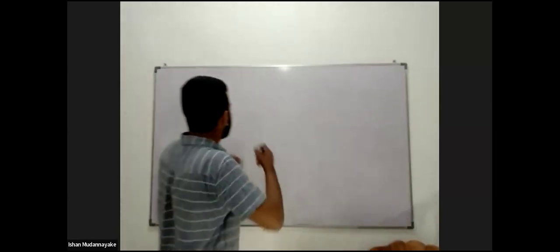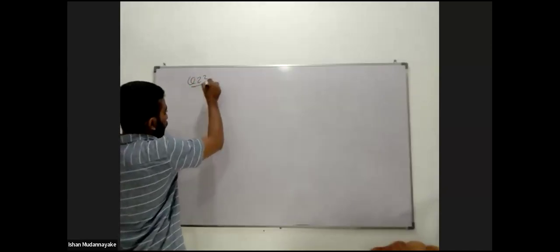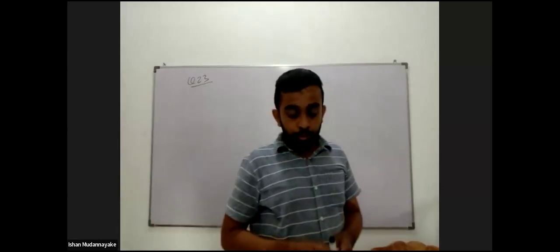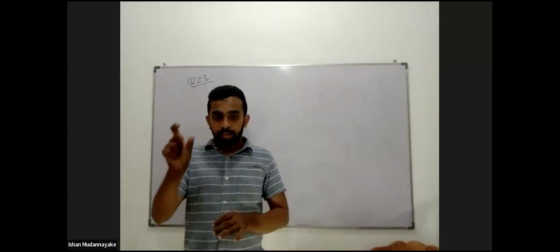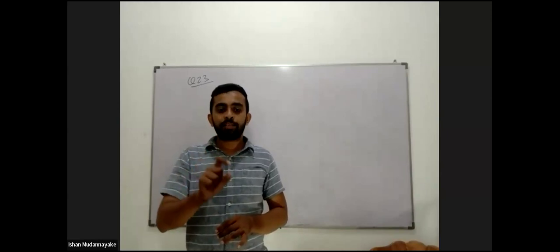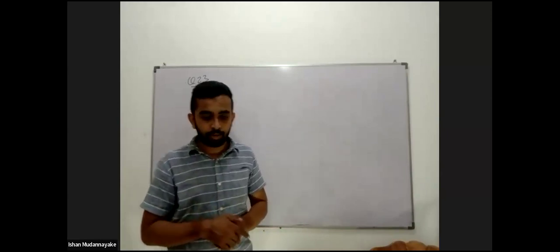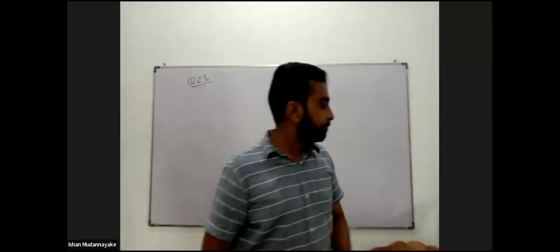Today we need to discuss question number 23. Question number 23 is: classify stakeholders in a business organization into internal and external. Okay, internal stakeholders and external stakeholders, external parties.